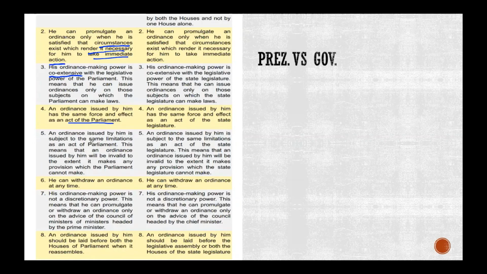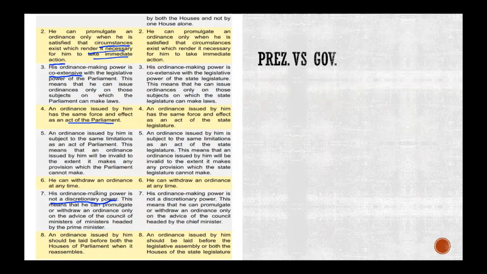An ordinance issued by him is subject to the same limitations as an act of Parliament. And this means that an ordinance issued by him will be invalid to the extent that it makes any provision which the Parliament cannot make. So pretty much like coextensive. What is the scope of the legislative power? Exactly that for the ordinance as well. He can withdraw it at any time, and his ordinance making power is not discretionary. This is an important point that you can make a note of as well.